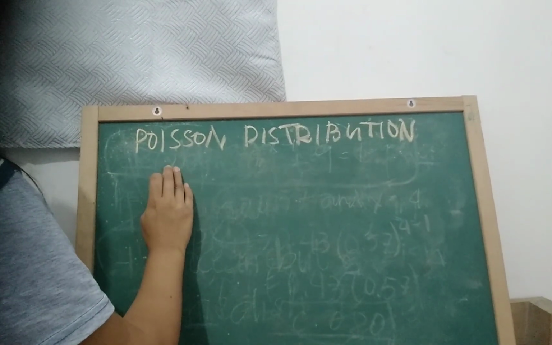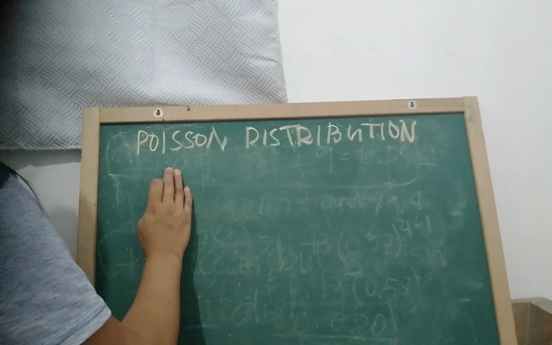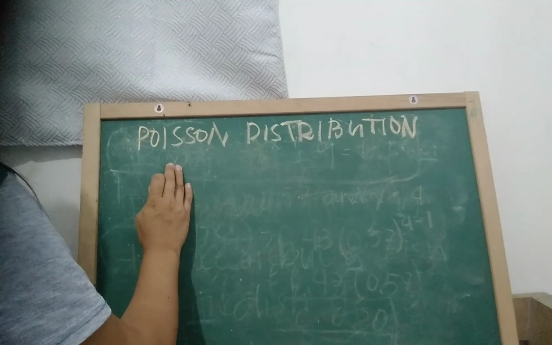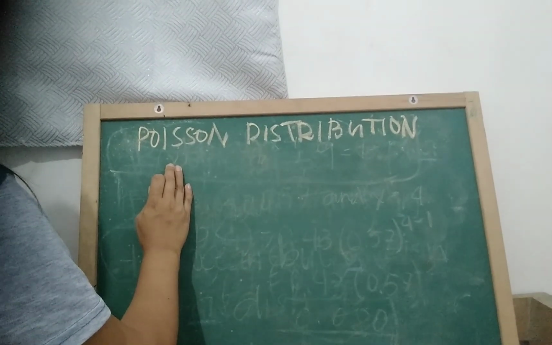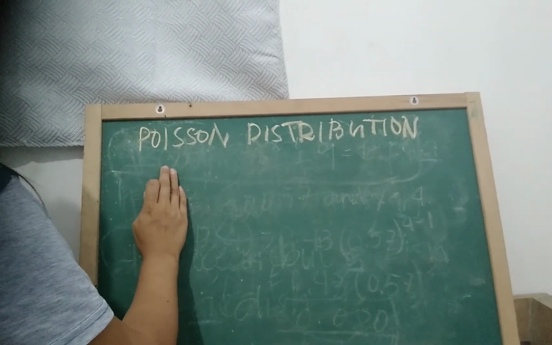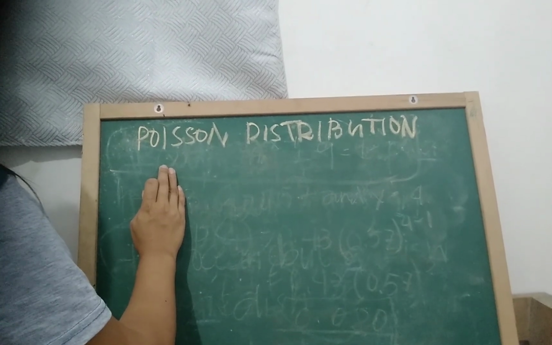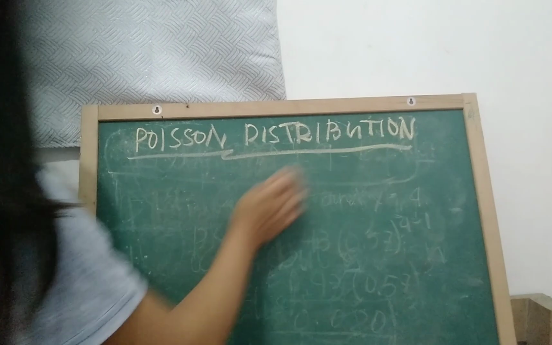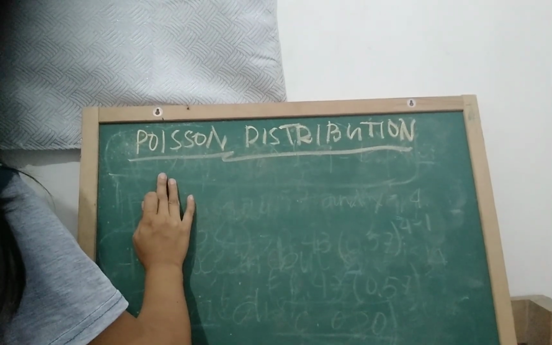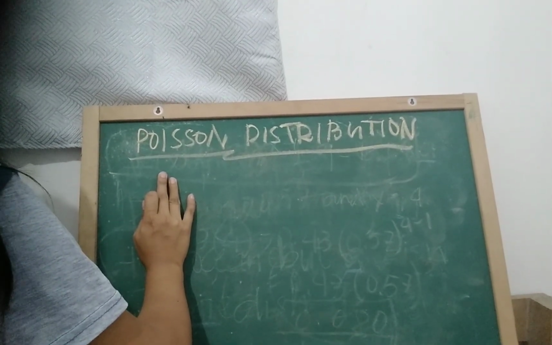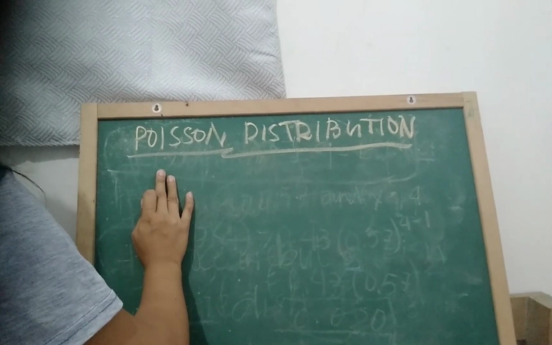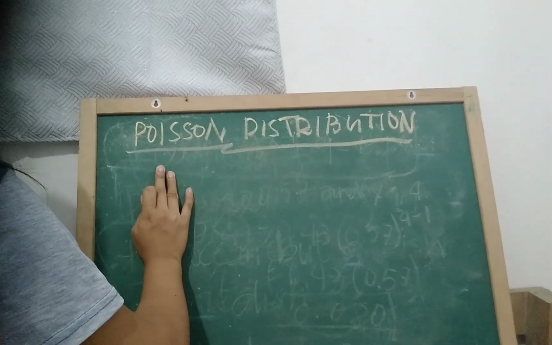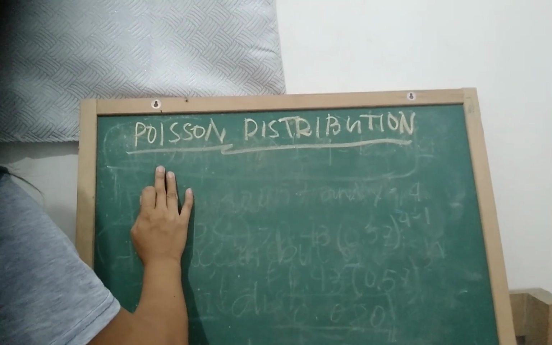It is a discrete probability distribution. It should satisfy three conditions. First, the experiment consists of counting the number of times an event occurs in a given interval. The interval can be an interval of time, area, or volume. Second, the probability of the event occurring is the same for each interval. Third, the number of occurrences in one interval is independent of the number of occurrences in another interval.